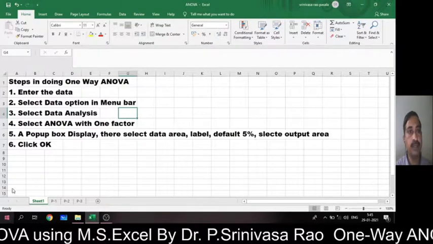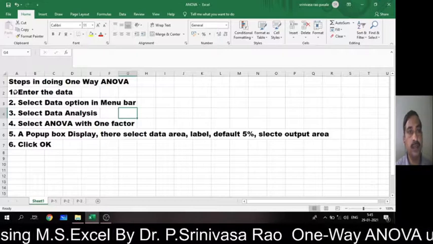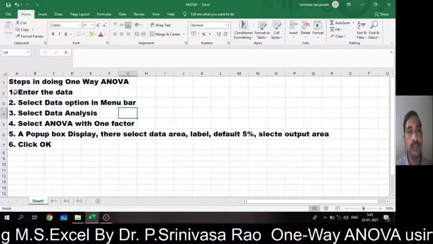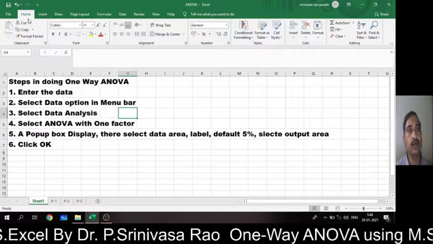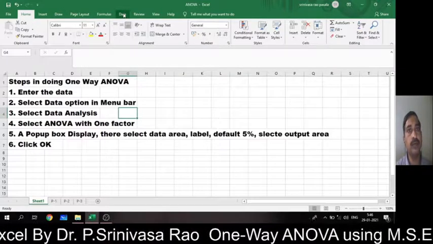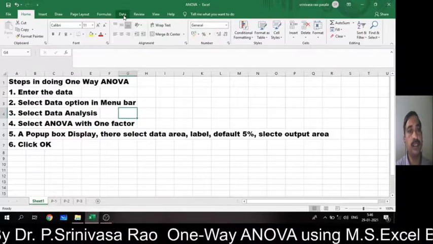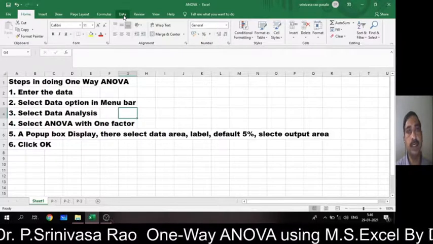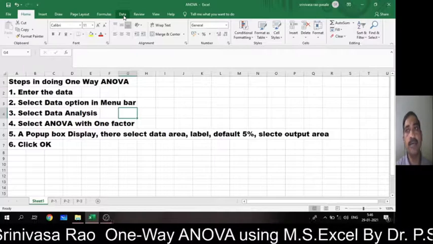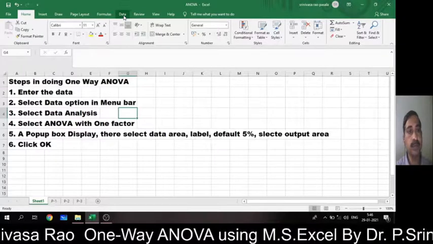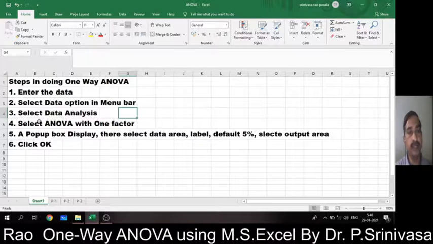The first step is to enter the data in an MS Excel sheet. The second step, select the Data option in the menu bar. These are all the options, so you have to click the Data option. After that, select Data Analysis, which appears after clicking Data, in the upper right-hand corner. Next, you have to select ANOVA with one factor.